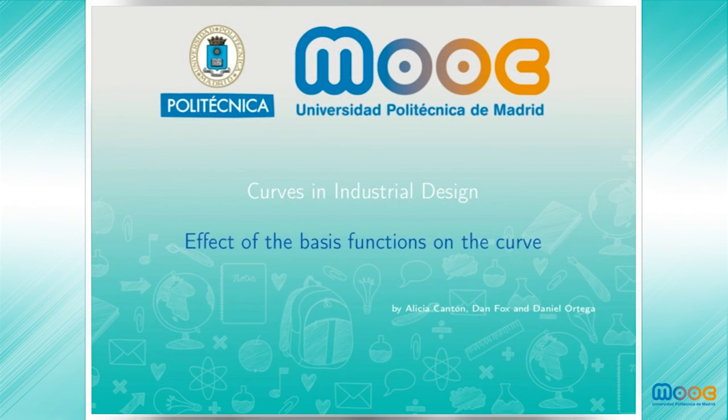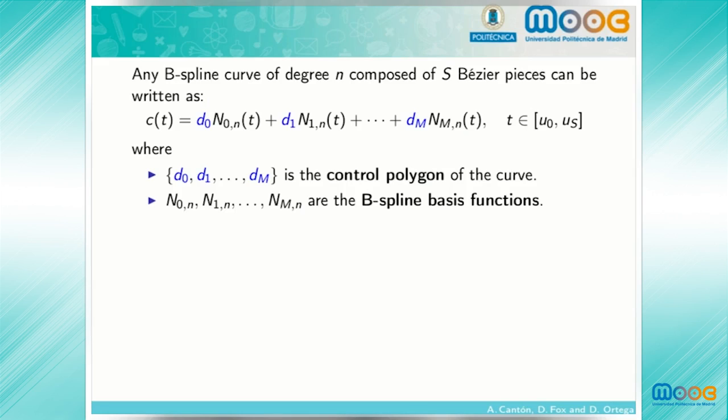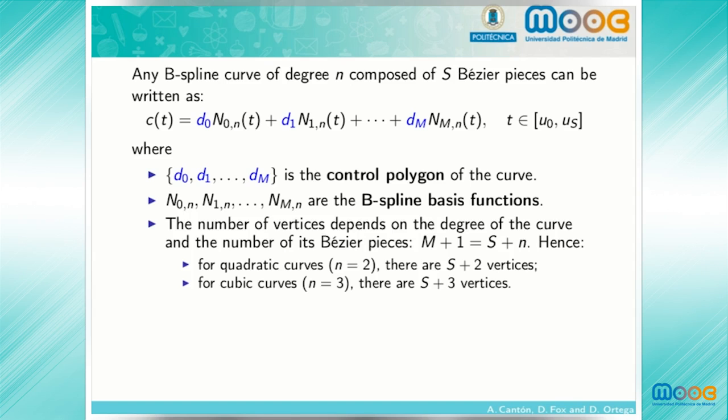Curves in industrial design. Effect of the basis functions on the curve. Any B-spline curve of degree n composed of s Bezier pieces can be written as a linear combination of the B-spline basis functions N sub 0,n to N sub m,n with coefficients d sub 0 to d sub m, which are the points of the control polygon of the curve. The parameter t runs over the time interval u sub 0 to u sub s.